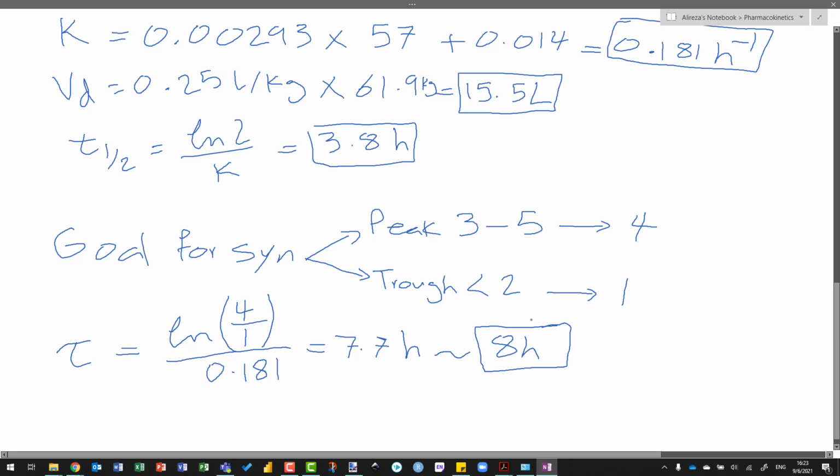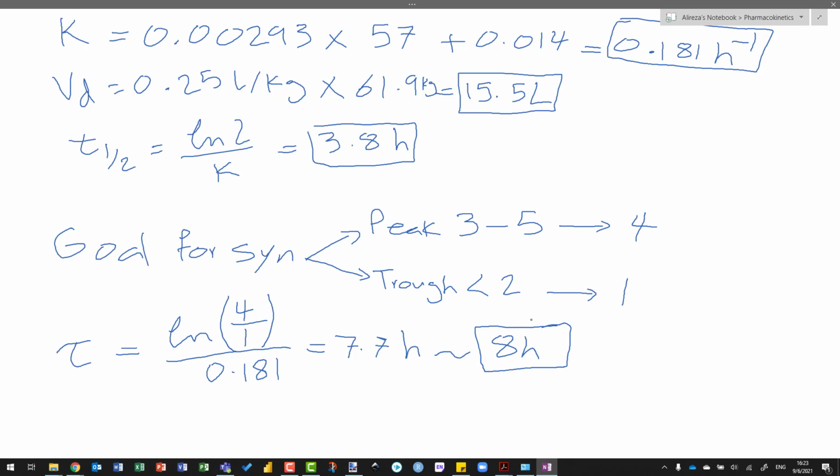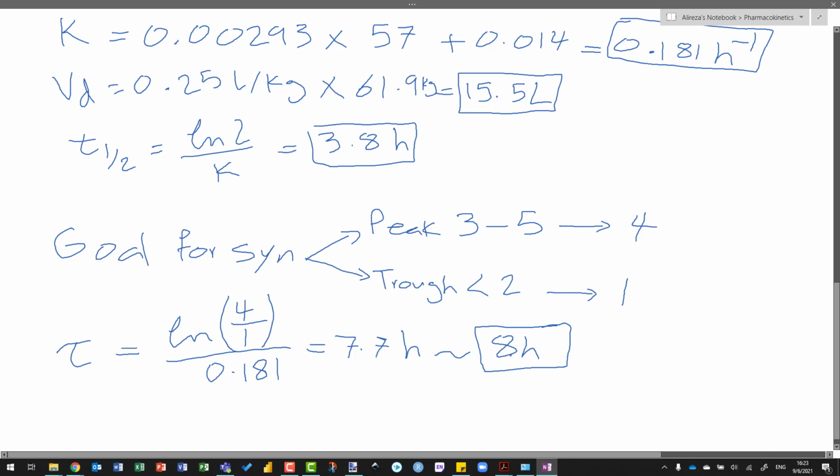And this is appropriate because we're using synergy. So for synergy, we do not do extended interval dosing. We do more frequent dosing. So in this case, 8 hours is actually very good. So Q8 hours will be our frequency.